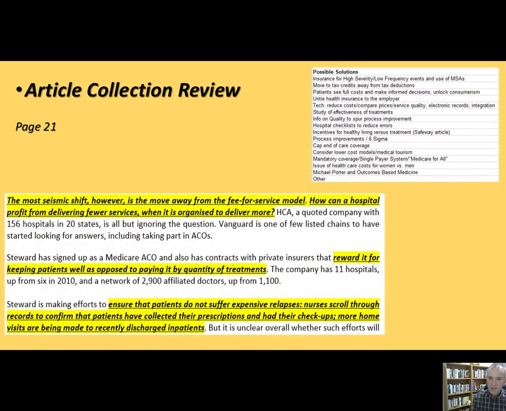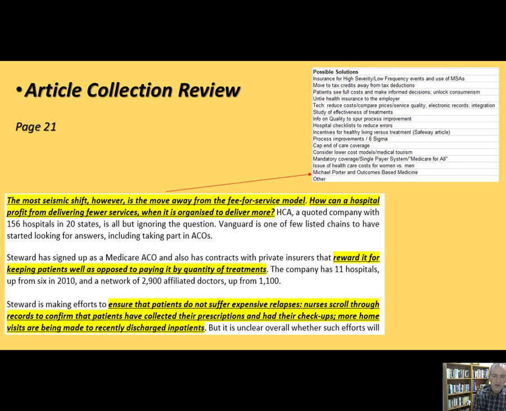The most seismic shift, however, is the move away from fee-for-service. How can a hospital profit from delivering fewer services when it is organized to deliver more? Reward it for keeping patients well. Ensure that patients do not suffer expensive relapses. Nurses scroll through records to confirm that patients have collected their prescriptions and had their checkups, more home visits. So you notice the focus here, and again, it all gets back to this Michael Porter idea.